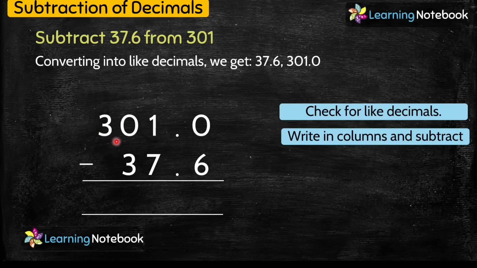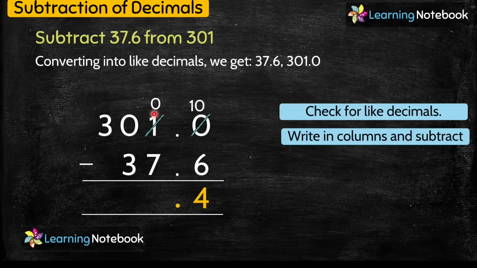But here 0 is weaker than 6. So 0 borrows from 1. So 1 becomes 0 and this 0 becomes 10. 10 minus 6 equals to 4. Now let's put a decimal point in the answer and then we will subtract the whole number part.